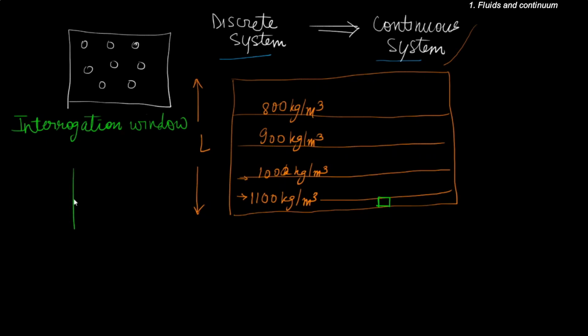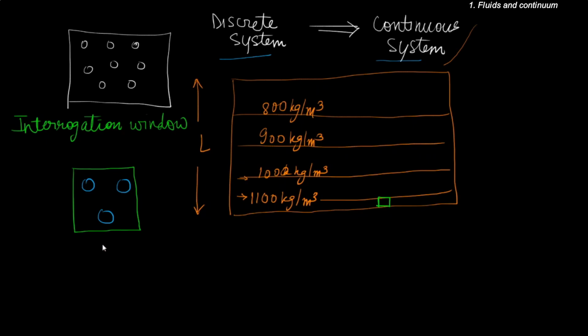What it means is it is a small window and I will perform all my averaging in it. And that will be sort of the basis whether we can assume it to be continuum. So we'll see how that works. So in that small interrogation window, which is actually much smaller than what I've drawn.